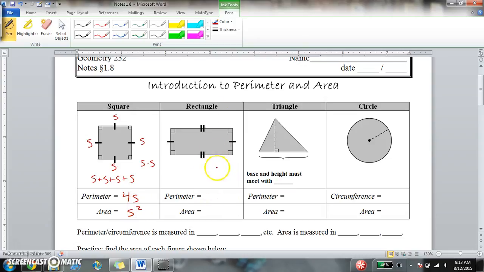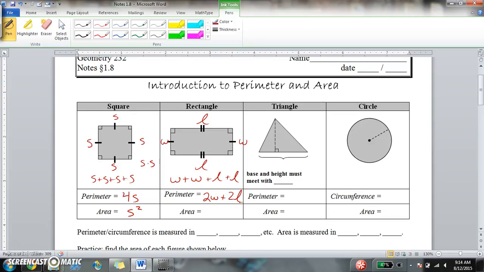For a rectangle, it's pretty similar to a square, except we call the sides of a rectangle the length and the width. You might also see them as base and height, which we'll talk about when we get to triangle. So length and width, or base and height, for the perimeter, I would add the 2 widths plus the 2 lengths, or 2 times the width plus 2 times the length.